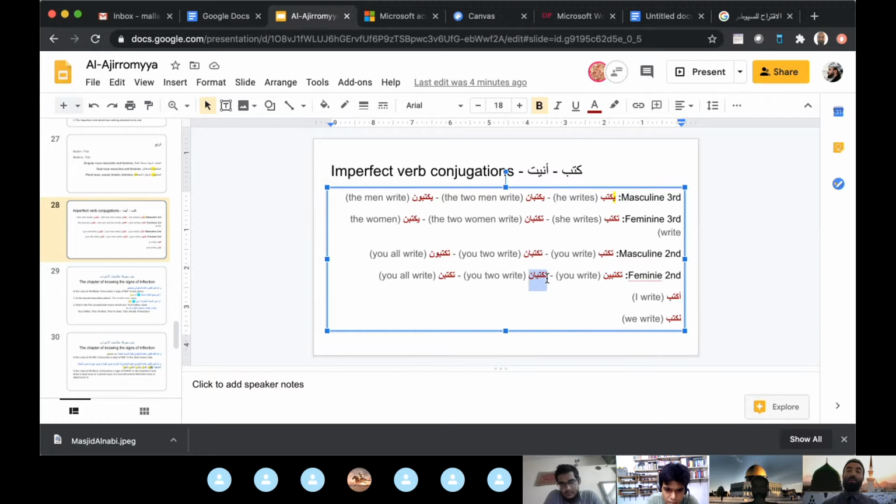Taktubani: ta is a letter of mudara'a, alif is a pronoun, noon is a sign of inflection. Same as these two. Taktubna: the ta is the same as everywhere else that you saw ta at the beginning. The noon is a pronoun. Aktubu: the hamza is a sign of mudara'a, a sign of imperfectness, and naktubu: noon is a sign of imperfectness. Good. Do you have any questions?